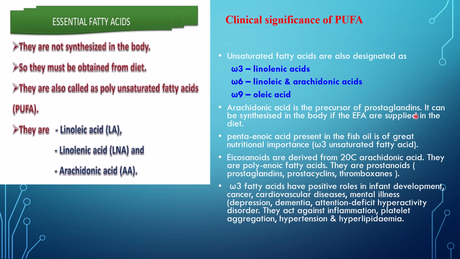Arachidonic acid is the precursor for prostaglandin. It can be synthesized in the body if the essential fatty acids are supplied in the diet. Eicosapentaenoic acid present in fish oil is of great nutritional importance. It is an omega-3 unsaturated fatty acid. Then eicosanoids are derived from the 20 carbon arachidonic acid. They are polyenoic fatty acids whose action is just like hormones. They are prostaglandins, prostacyclins, prostanoids, thromboxanes, etc.